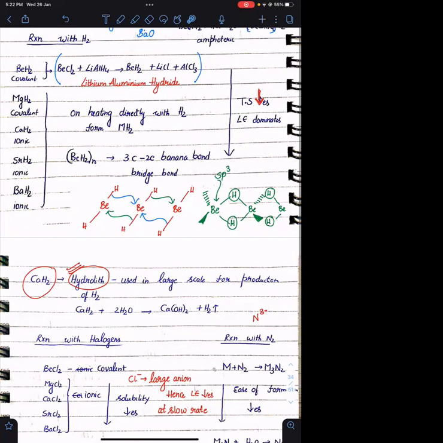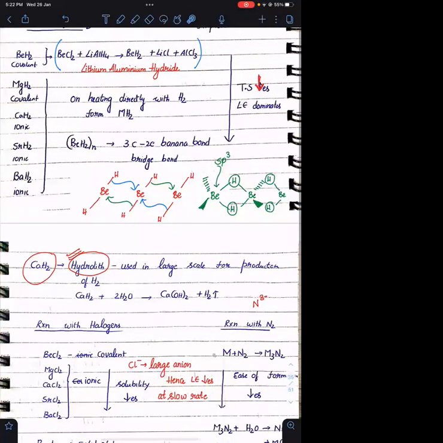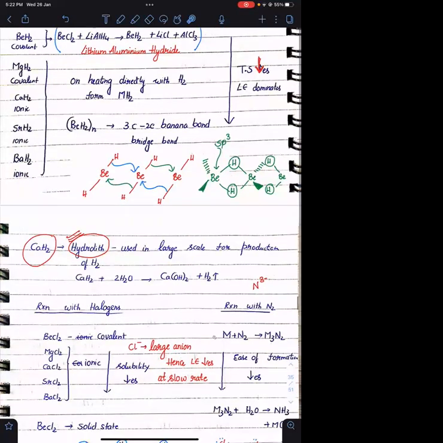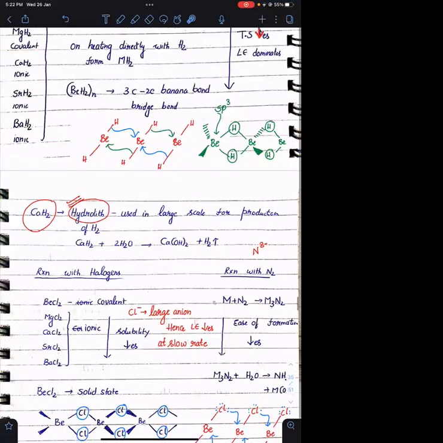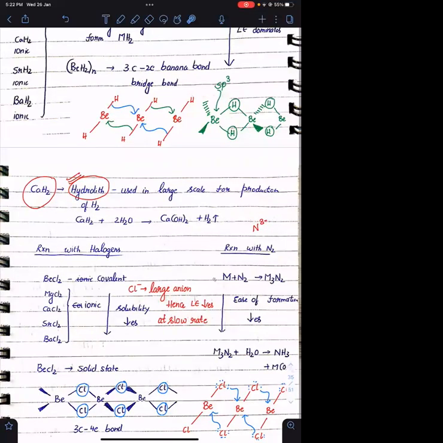Agreed? Any doubt here? BeH2 जो है वो linear है, but BeH2 का polymer जो है, it becomes non-planar. It is becoming non-planar because the hybridization of beryllium is becoming sp3. sp3 मतलब tetrahedral होगा. Tetrahedral is a non-planar structure. Calcium hydride, इसमें calcium hydride जो है, it is important compound for the production of H2 in large scale, and it is used under the name hydrolith.